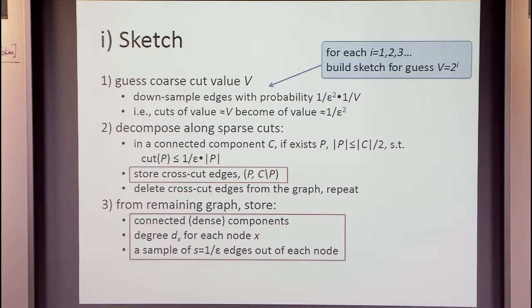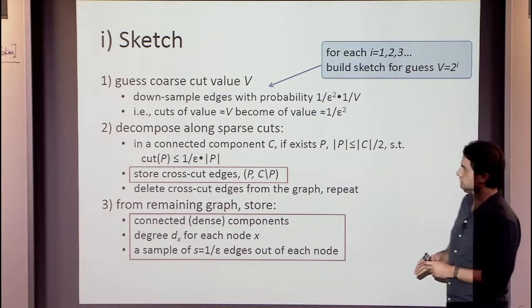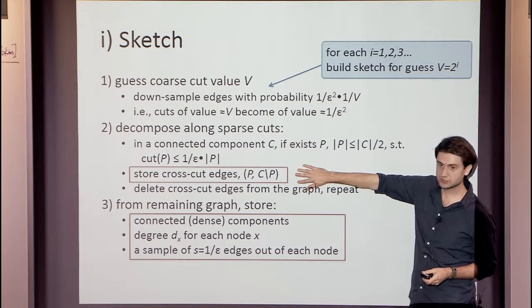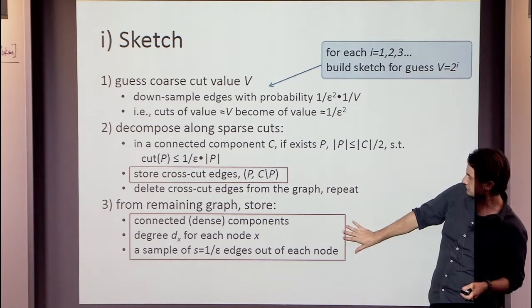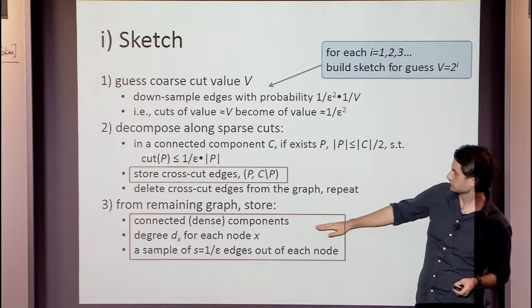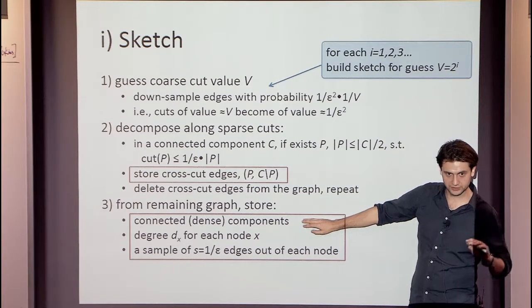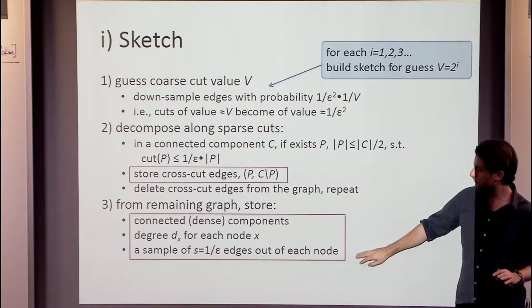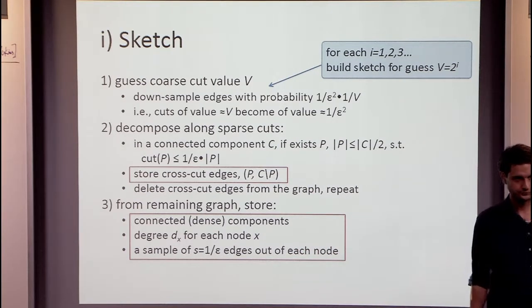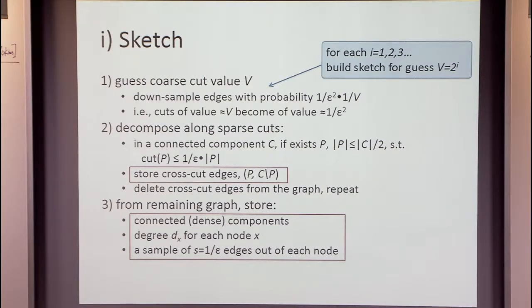And just to make sure what this sketch actually stores, it stores these cross-cut edges while we are performing this procedure, and basically this information, meaning the connectivity after we remove sparse cuts, the degrees of all nodes, and a sample of 1 over epsilon edges out of each node. Is this sketch clear?